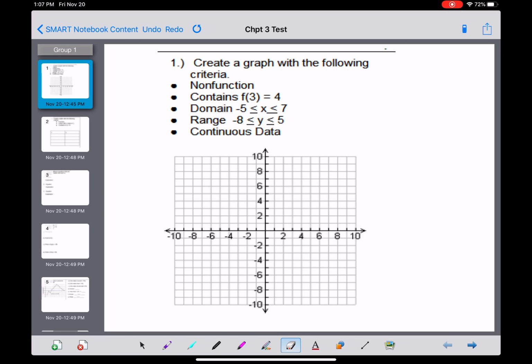All right, so we're going to go over our Chapter 3 test, which is the first step of watching this Edpuzzle video so that you can earn back credit on your Chapter 3 test.